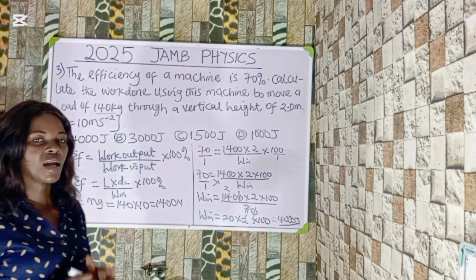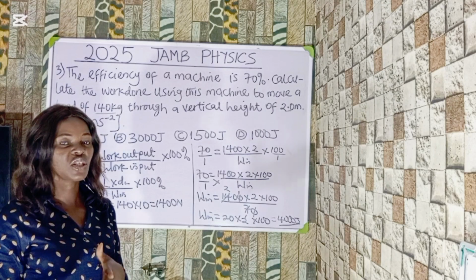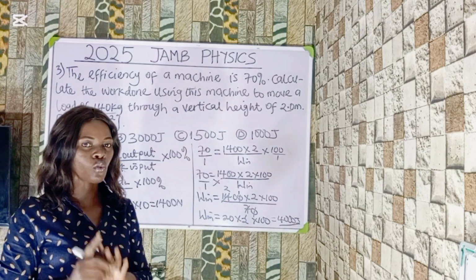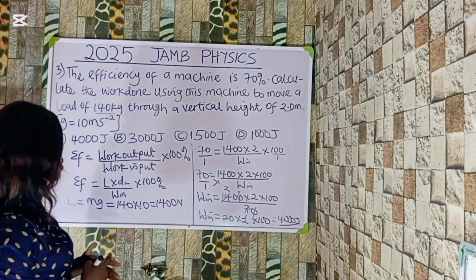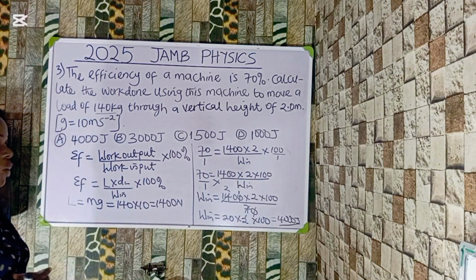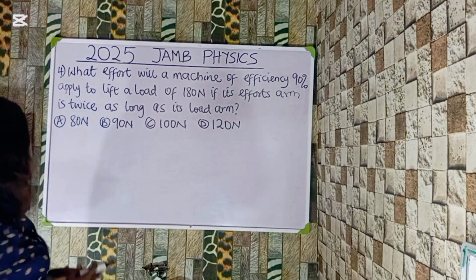Now if you are given a question under work done by a person using a particular machine, the formula you are going to use is the work done formula. Is that clear? So from what we have, the answer to this question, the correct option is option A. I hope that is clear. Alright, let's look at this question.